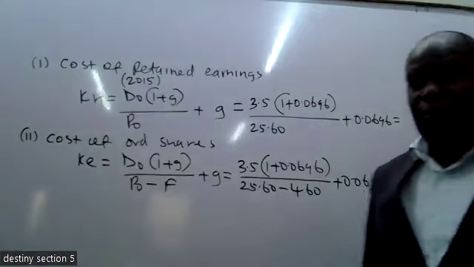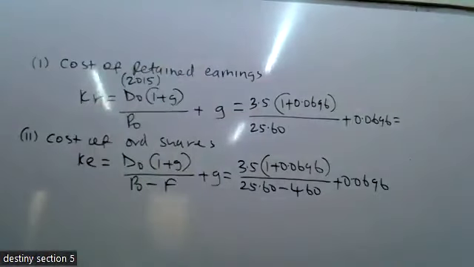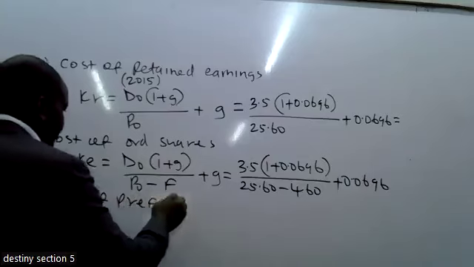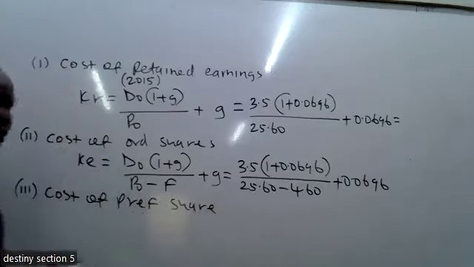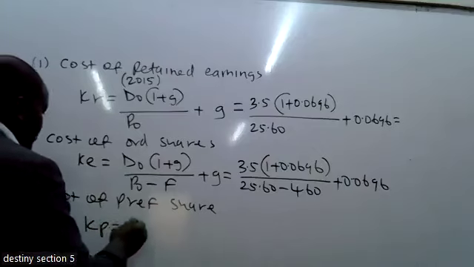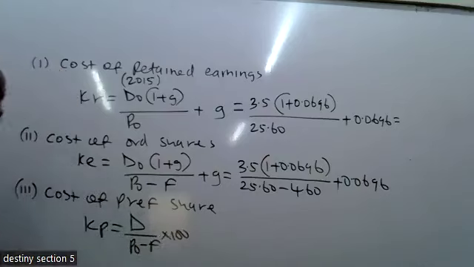So after that, we also compute the cost of the preference share. We shall also be able to compute the cost of the preference share. So KP is supposed to be given by the dividend over PO minus the flotation cost. Then you express that value as a percentage.